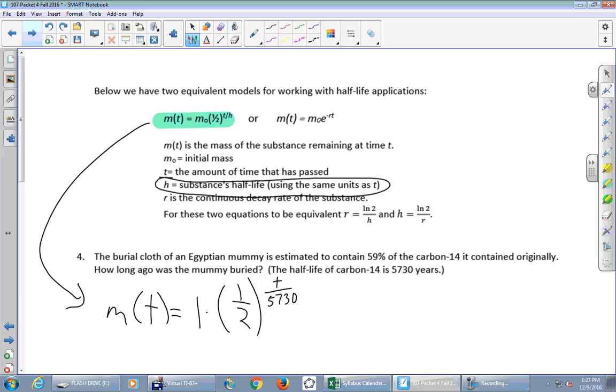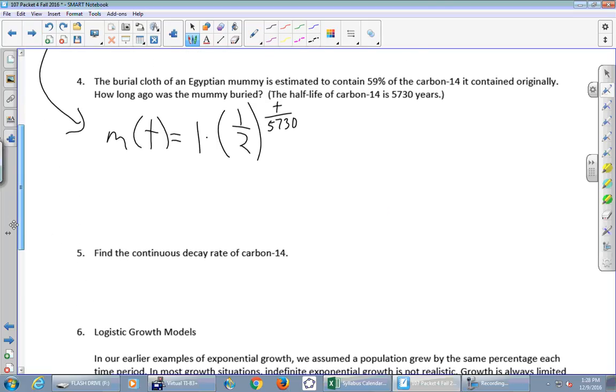So that formula right there tells us how much carbon-14 should still be in the mummy at any moment in time. But the one moment in time we're focused on is when what percentage of the carbon-14 is there? 59. So where is that 59% going? Is it the t? Is it the m of t? It's the m of t. It's the output. T is time. We want to know the time, but we have the output. The amount of carbon-14 is 59%.